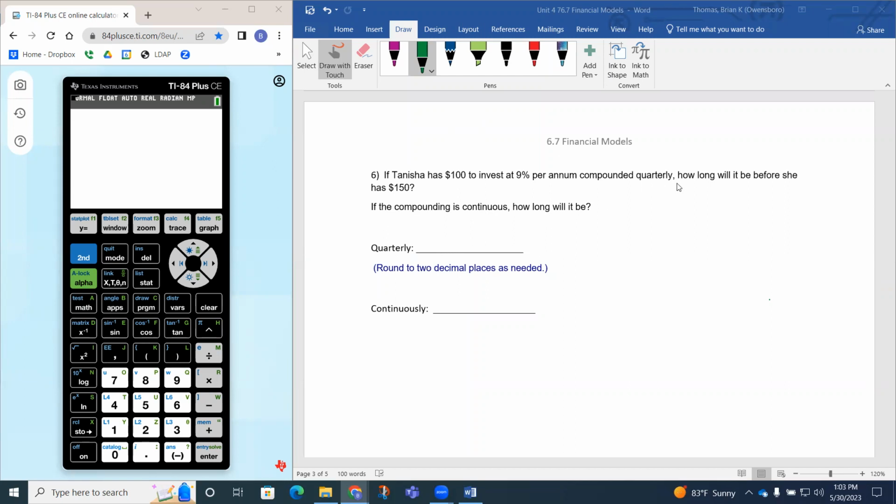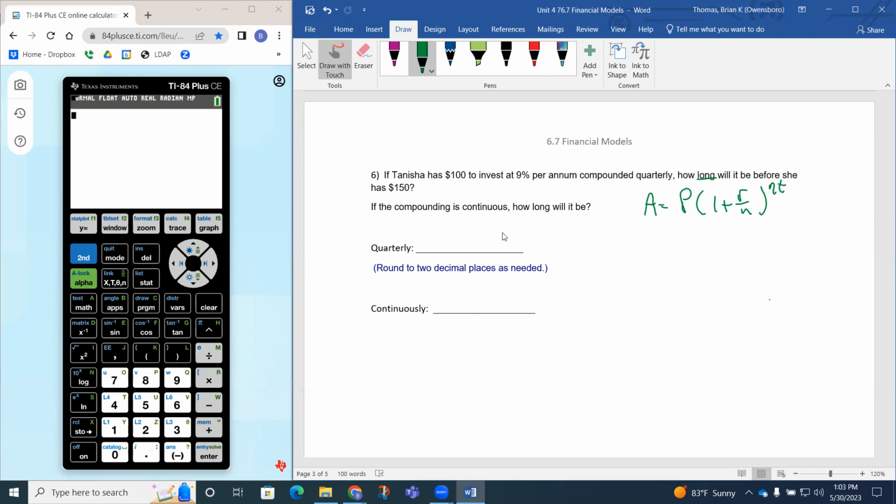So how long means they're actually looking for the time. And since it's talking about quarterly, we're not talking continuously, so we're using one of two formulas. The formula that I see is the one that says A is equal to the principal times 1 plus R over N to the NT.